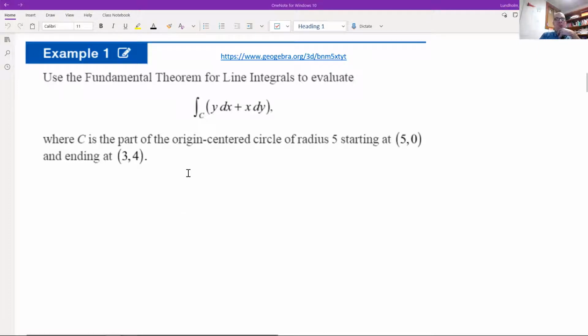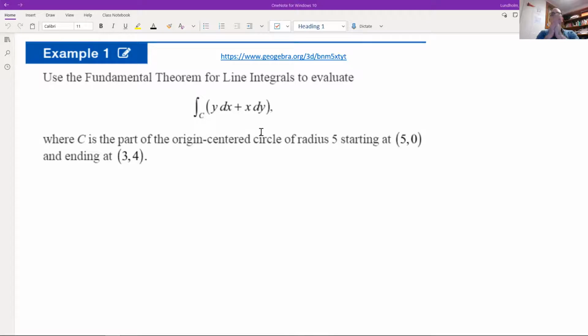So we've been doing this weird looking integral. We've got over a curve C, y dx plus x dy. Why do we have two differentials here? What does this even mean? Well, you can think of this as like the dot product already happened to some extent.